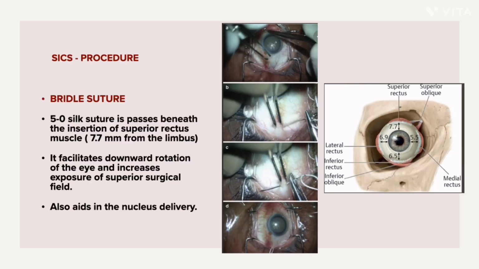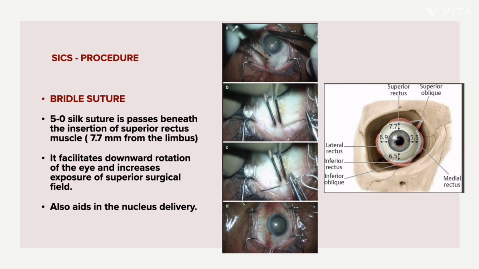History part. Coming to the SICS procedure, I will be discussing in brief about each step. So, to begin with, we first place a bridle suture. We typically use a 5-0 silk suture passed directly beneath the insertion of the superior rectus muscle, and precision is the key here. The insertion point is approximately 7.7 mm from the limbus.